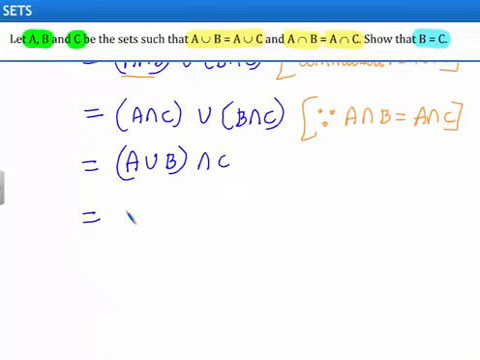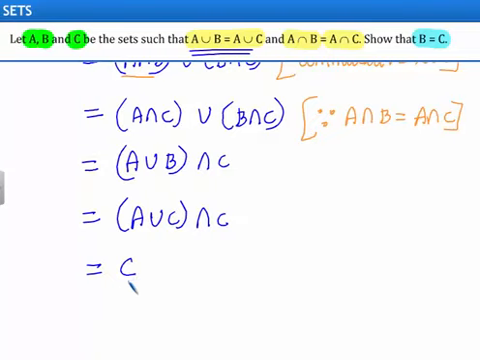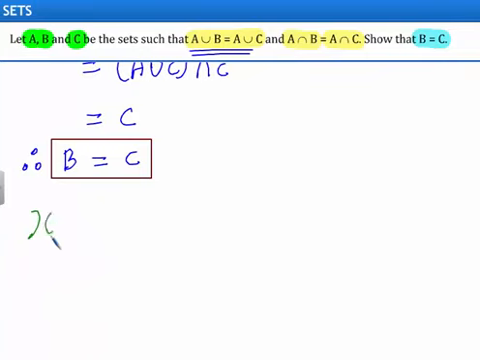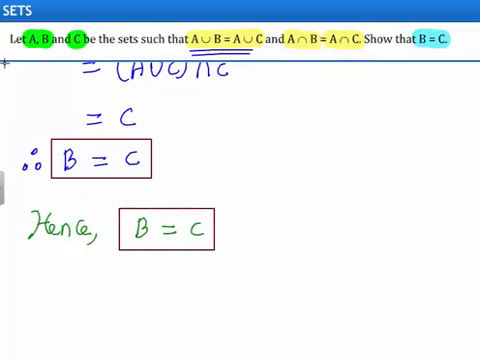This will be equal to (A union C) intersection C. Since A union B is equal to A union C, this will be equal to the set C. Therefore, we have B is equal to C. Hence, we have proved the set B is equal to the set C. This completes the solution.